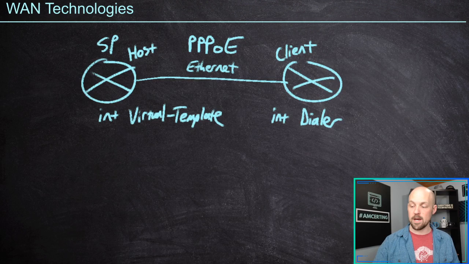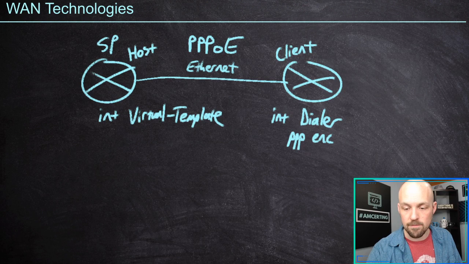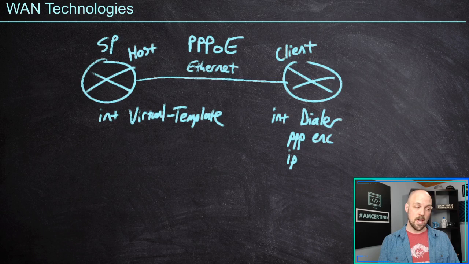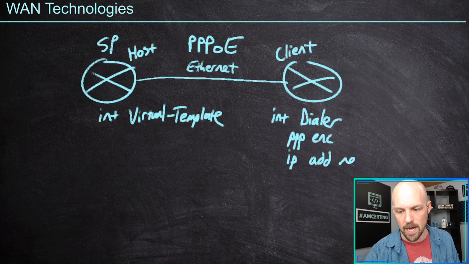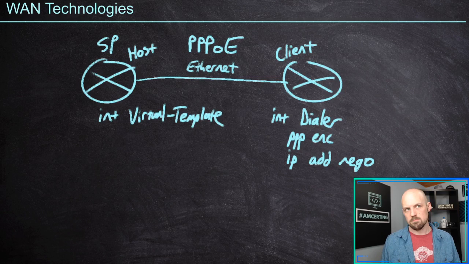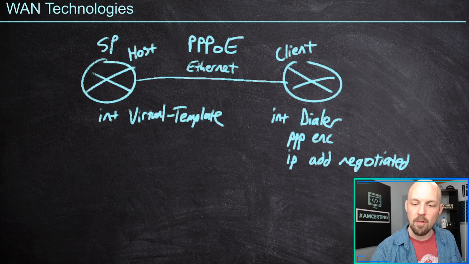So in our case, let's just worry about the client side, fortunately. This dialer interface is going to have the PPP encapsulation configured under it, and generally speaking, it's going to say, okay, what I want is to receive an IP address. So this is going to be a DHCP configuration. We actually use a command that says ip address negotiated rather than what we usually use on an Ethernet link to receive DHCP, which is ip address dhcp. So negotiated. And then we're going to apply that dialer configuration.